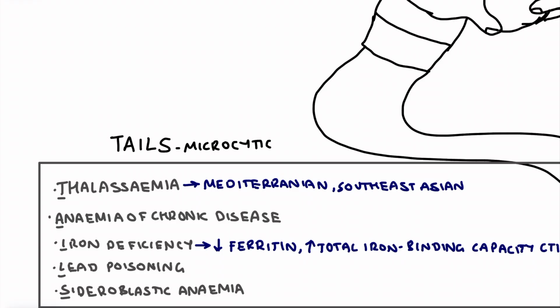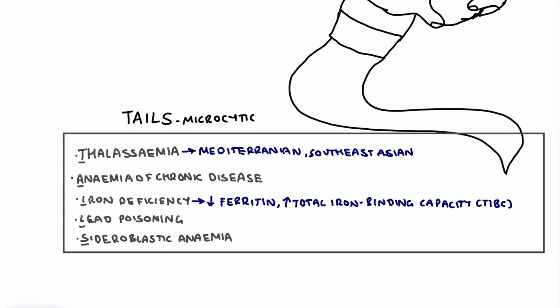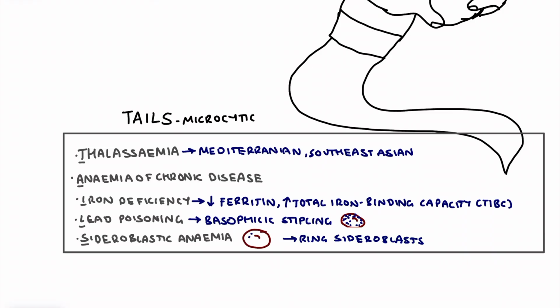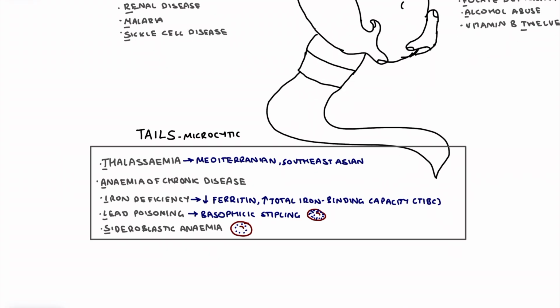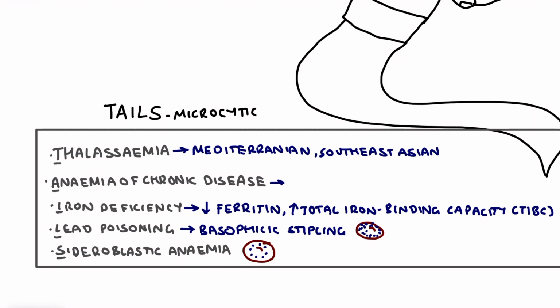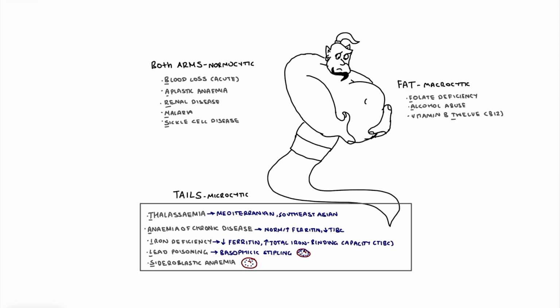With lead poisoning, it usually shows up in kids, painters, anyone exposed to batteries or old buildings. But the giveaway on a blood smear is basophilic stippling. Then for sideroblastic anemia, this is a bit rare, but you will see high iron and a classic ring sideroblast on bone marrow. Then with anemia of chronic disease, your ferritin would be normal or even high, but your total iron binding capacity is low.